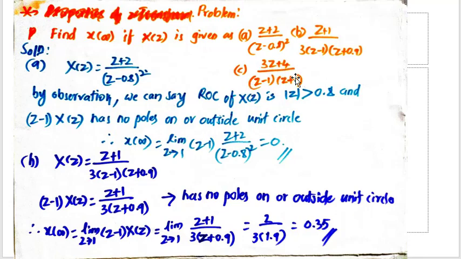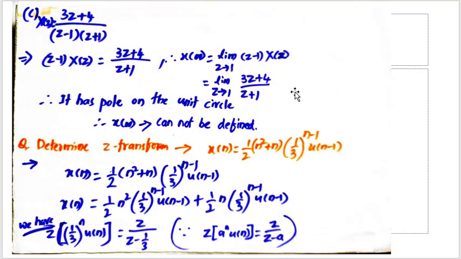Moving next, the third part of the question, wherein X of z is 3z plus 4 upon z minus 1 into z plus 1. Again here we have a z minus 1 term in the denominator. If I take it to the left hand side, I will have z minus 1 into X of z, which is equal to 3z plus 4 upon z plus 1. Now we have the final value theorem: x of infinity is equal to the limit as z tends to 1 of z minus 1 times X of z.